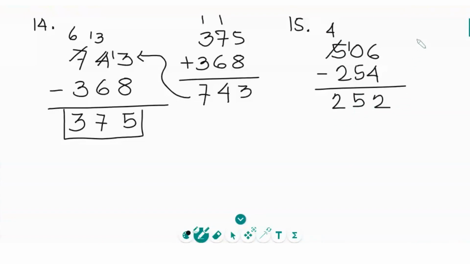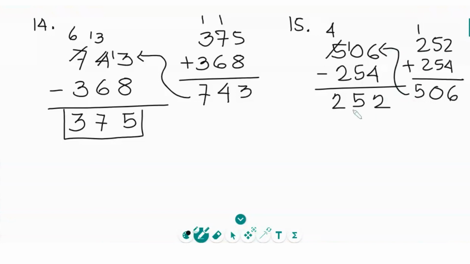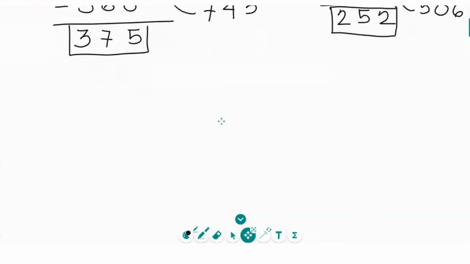Now let's check it. So we have here 252 plus 254. So 4 plus 2, that will give us 6. And 5 plus 5 will give us 10. Carry over 1. 2 plus 2 is 4. 4 plus 1, that will be 5. So we have 506 here, giving us a final answer of 252. Okay, let's move on to number 16.